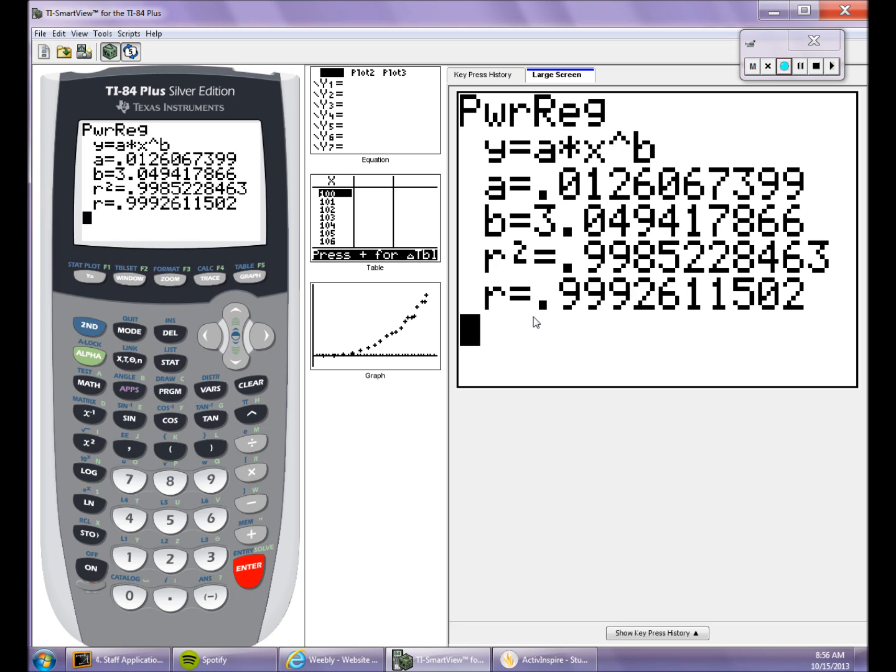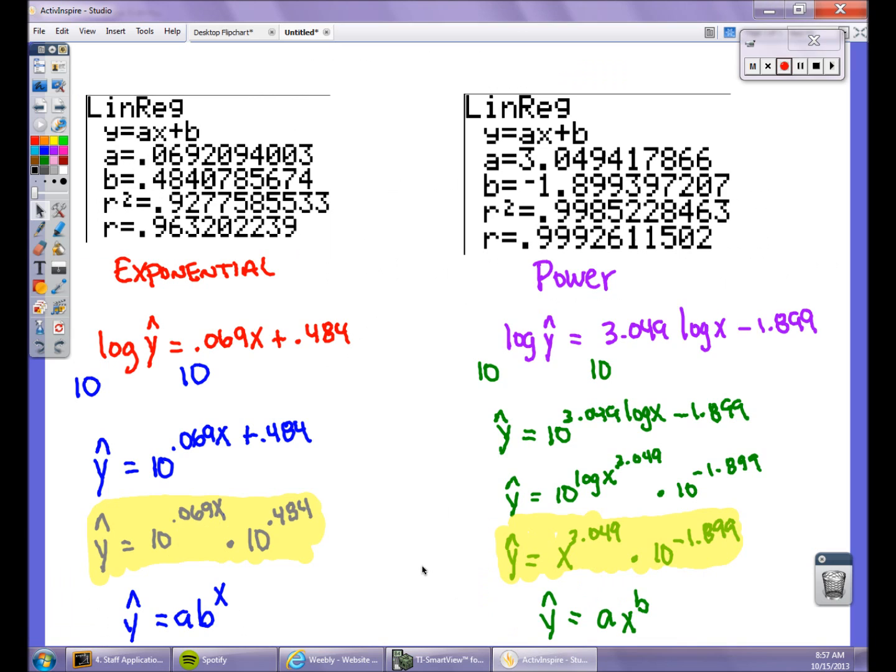Once again, notice the R, the correlation coefficient, and the R square, the coefficient of determination values. They are the same as when I went through the linear transformation. So if I had to choose which model fits best, I want to go the one that has the highest R and R square value, in this case, a power model.